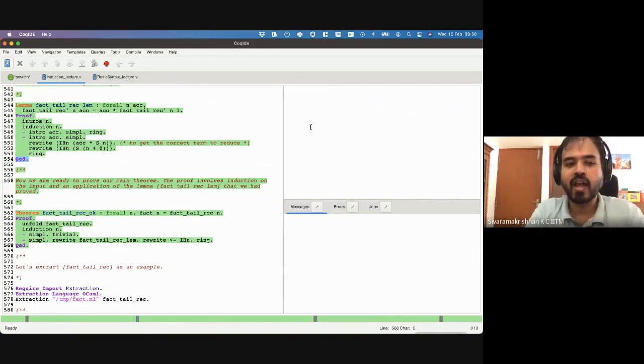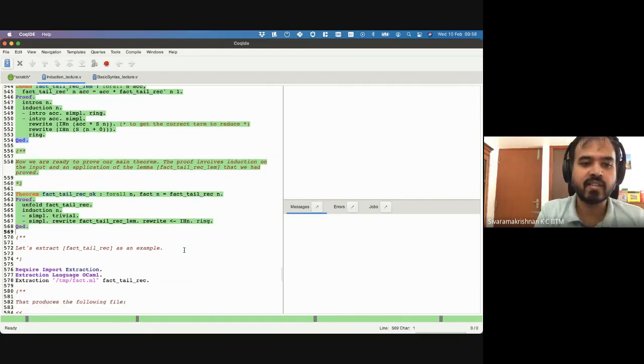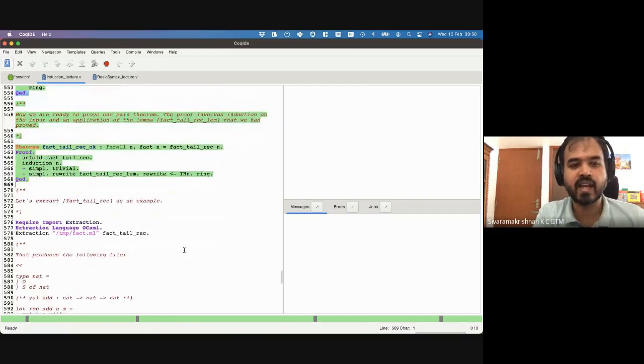So what have we done here, right? We've just proved that factorial of n is the same as factorial tail-rec of n, right? We have proved that fact. I'll stop here, and the last thing that we will see tomorrow is actually extracting it. It's a very simple technique. You can quickly extract it, but I'll pause here because we are already out of time.